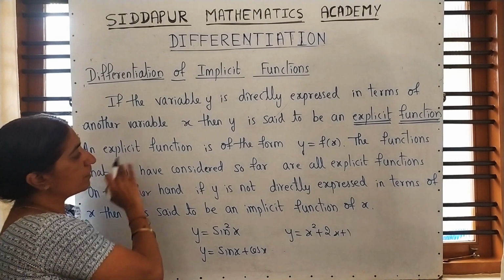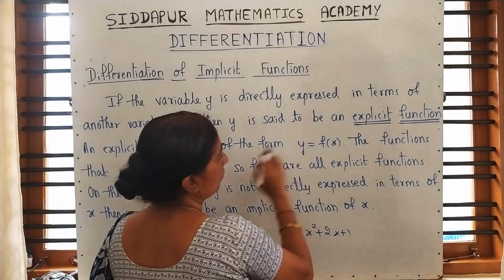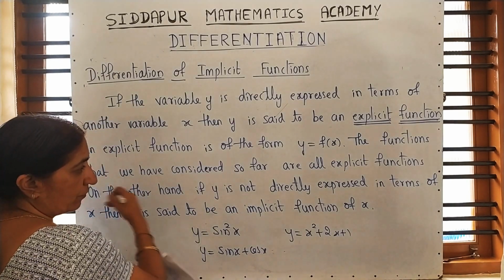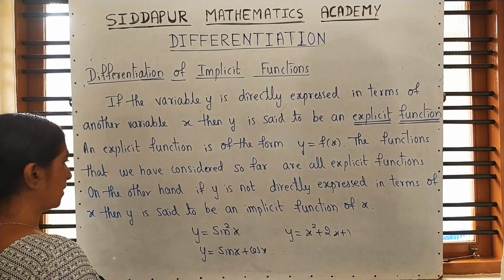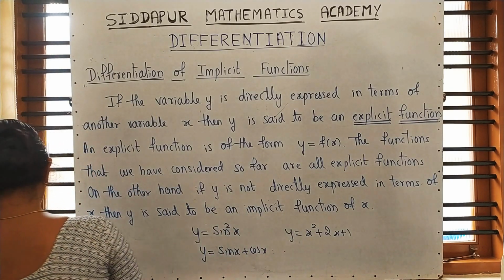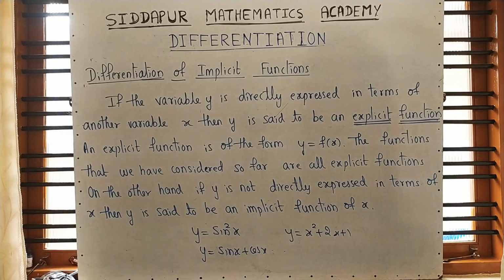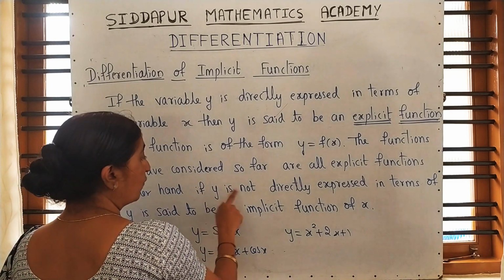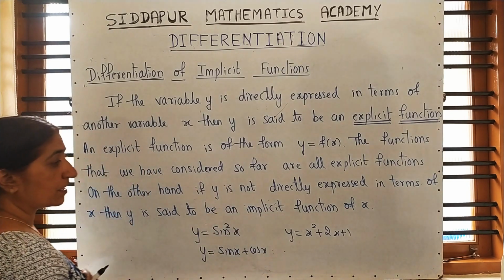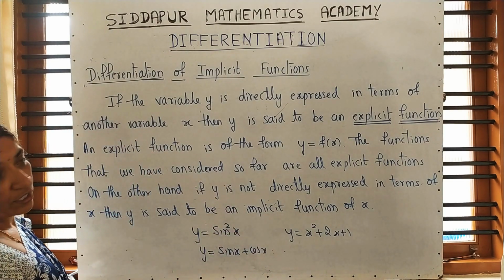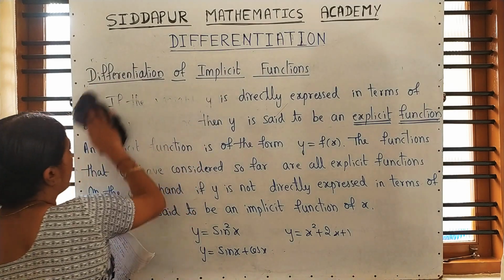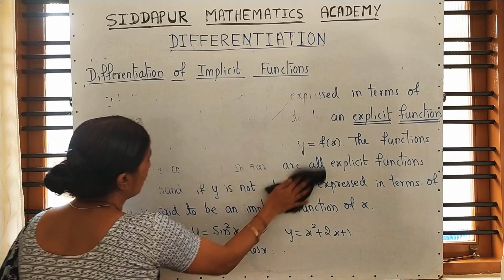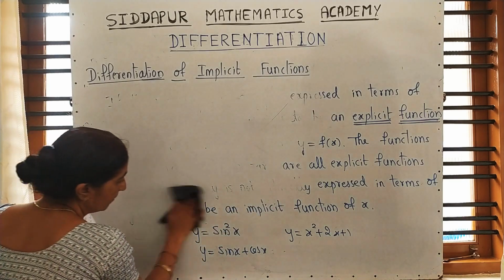An explicit function is of the form y is equal to f of x. Next, the functions that we have done are all explicit functions. Then the question arises, what are the implicit functions? Implicit functions are those where y is not directly expressed in terms of x. Wait, I will give you the examples, then you will come to know what implicit functions are.